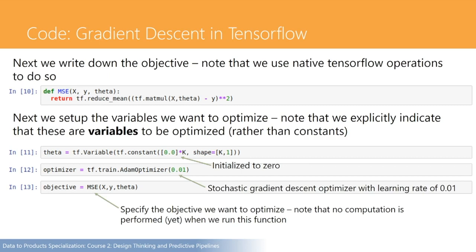Next, there's a few more boilerplate TensorFlow optimizations. I'm telling it what optimizer I'd like to use. This is what's called a stochastic gradient descent optimizer with learning rate of 0.01. And finally, I'm telling it what is the objective I want to optimize. Okay, so I'm telling it what I would like to do is optimize the mean squared error, and theta is going to be the variable that can be modified in order to minimize this. So it's important to note that everything I've done so far is really just specifying the problem. No computation is actually performed yet.